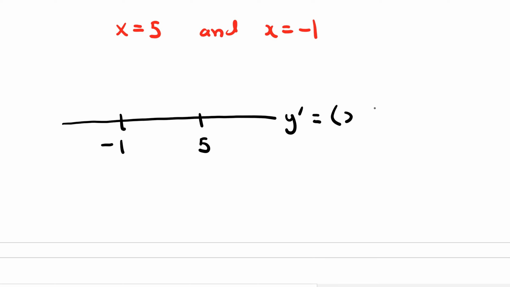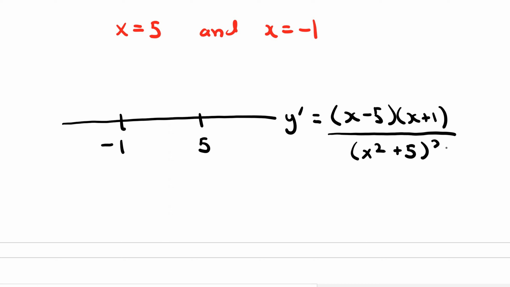x minus 5, bracket x plus 1, all divided by x squared plus 5, all to the power 2. Okay, so let's go ahead and find numbers in the regions here. So let's pick 100 again. So that means this will be positive, this will be positive. The bottom is always positive, so this whole region should be increasing.